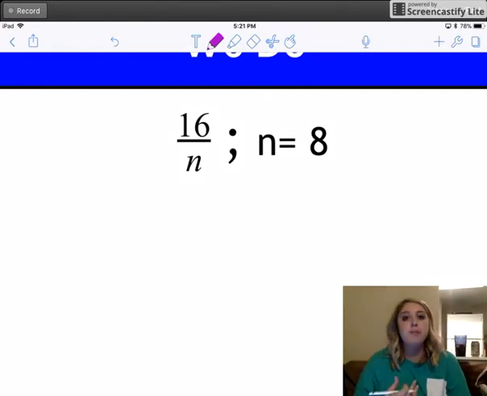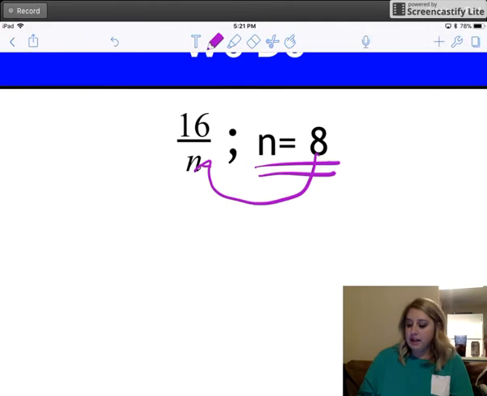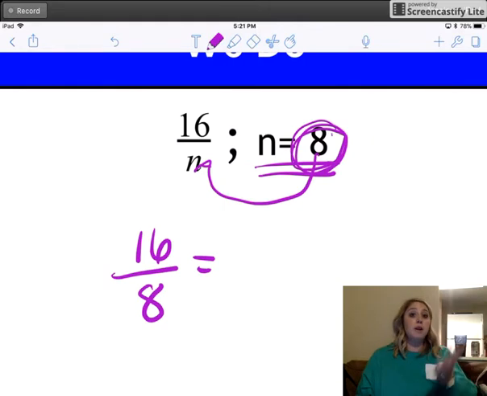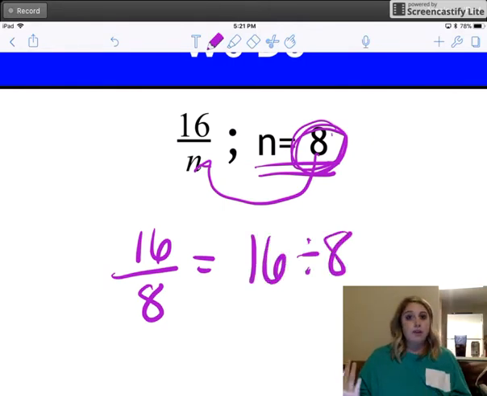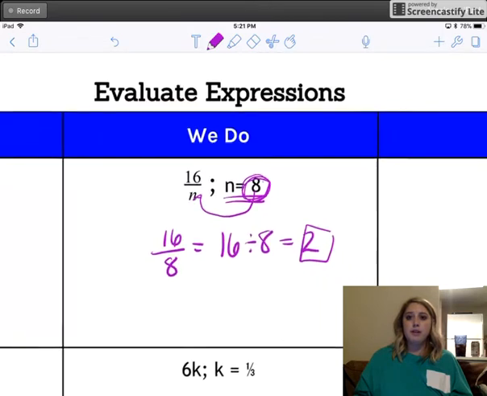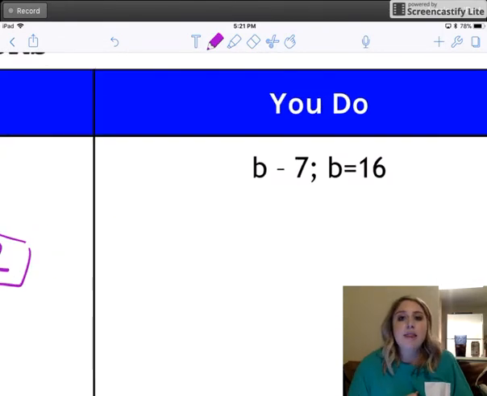Okay, for this next one, it says n equals 8. So I'm going to plug in when n equals 8. I'm going to plug into my n here. So replace the n with an 8. So this would be 16 over 8. And 16 over 8 is the same thing as 16 divided by 8. So if I do 16 divided by 8, I should get 2. All right, and that's my evaluation for that one. Okay, here is your next one. Please pause the video. You try this, then raise your hand when you're done so you can get a nice little stamp from me.